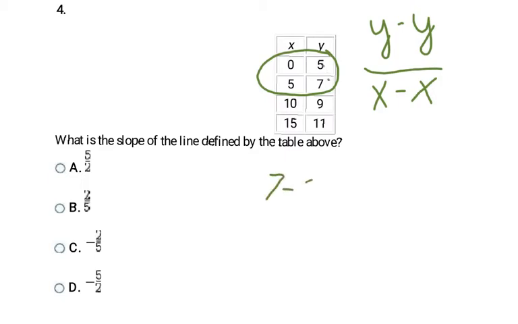I'm going to do 7 minus 5, so that I'm working with a positive number on the top. You could do 5 minus 7 the other way around, as long as you're consistent on your bottom being the other way around also. So since I started with my y number of 7, I have to start with my x number of 5. So my two x numbers are 5 and 0, so I'm going to have 5 minus 0 on the bottom. 7 minus 5 is 2, and 5 minus 0 is 5. So my answer to this problem is 2/5.